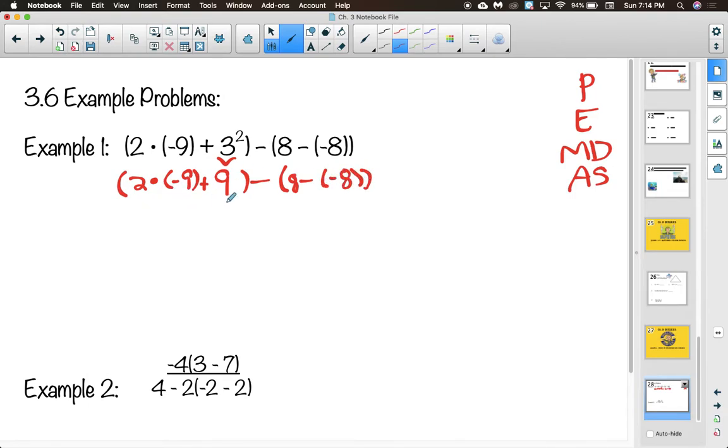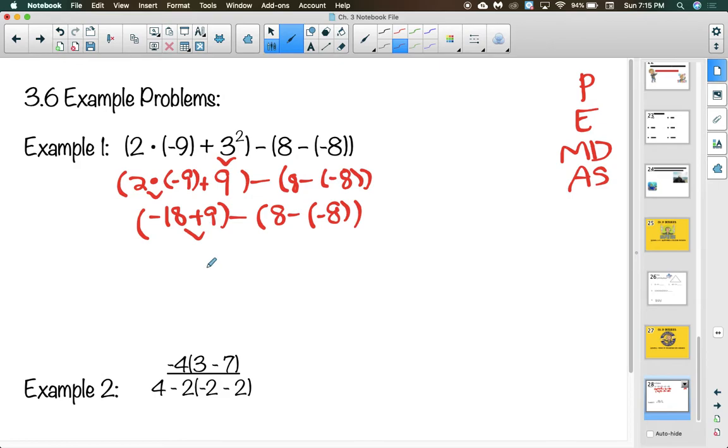All right, same set of parentheses. I've got a multiplication problem and an addition problem. My multiplication problem will occur first. 2 times negative 9 is negative 18. Don't you dare drop those parentheses yet. We're not finished with them. We still have a problem inside. Sometimes these get long to copy, don't they?